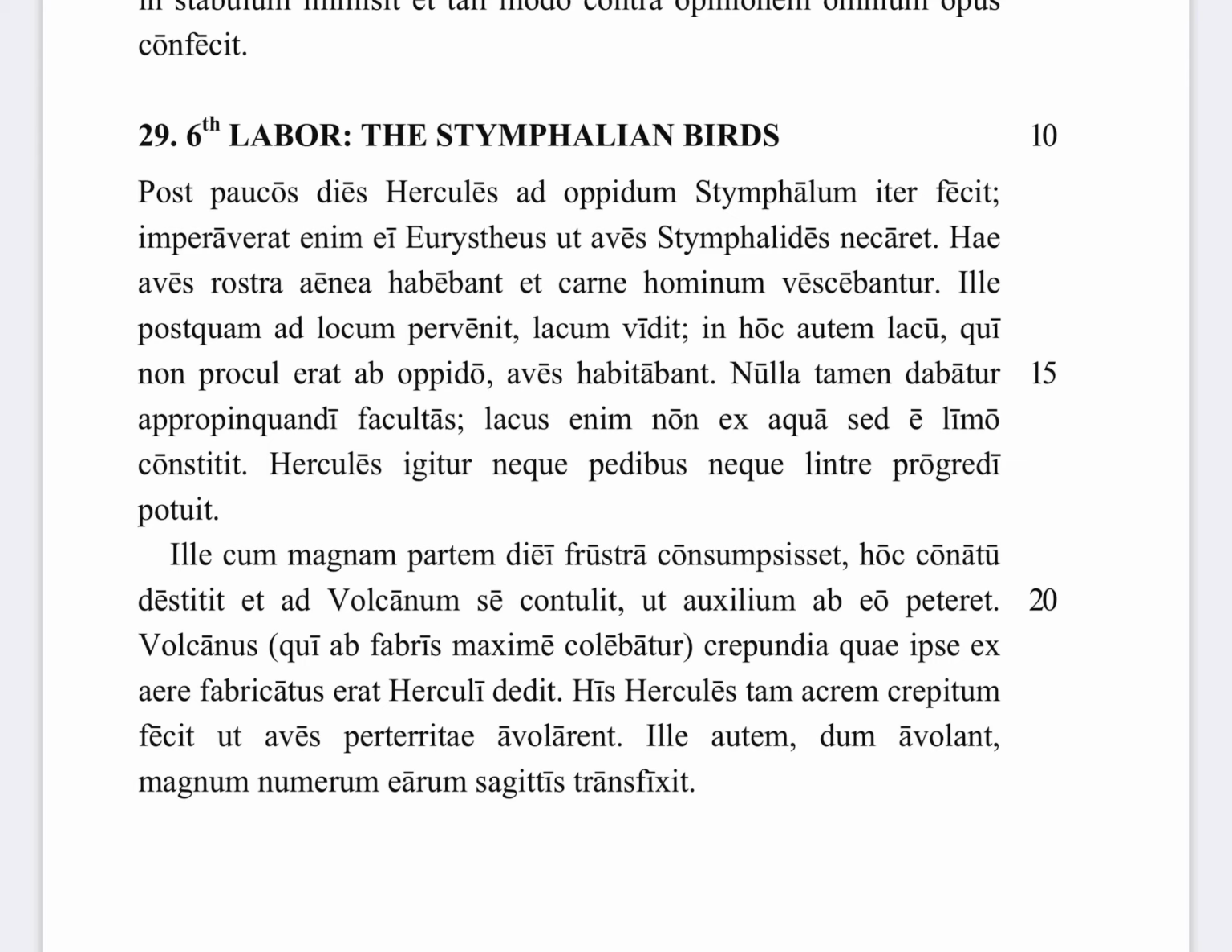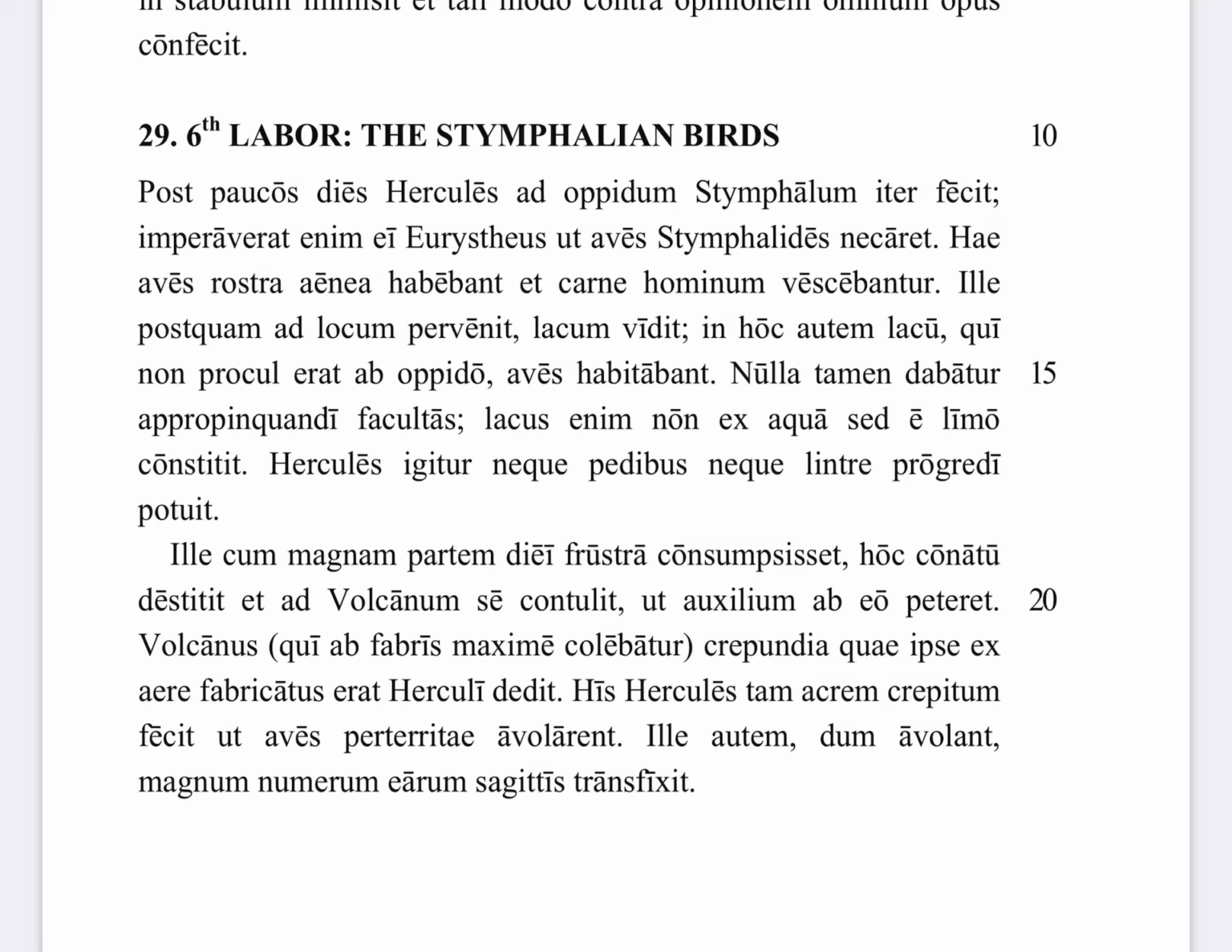Hercules igitur, therefore Hercules, neque pedibus neque lintre progredi potuit, was able to advance, to progress, progredi, neither on foot, neque pedibus, nor in a boat, neque lintre. So linter, this word, if you're not familiar with it, refers to a small boat, a skiff. You might imagine a little rowboat or something like that.